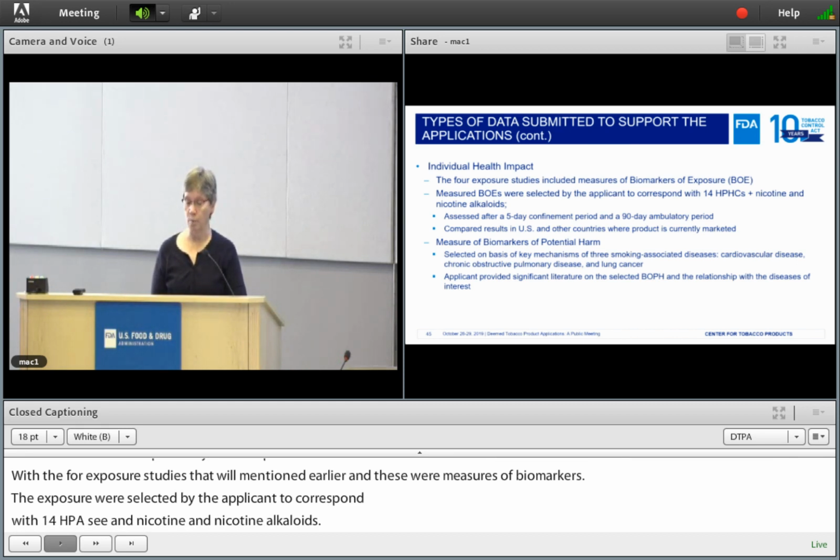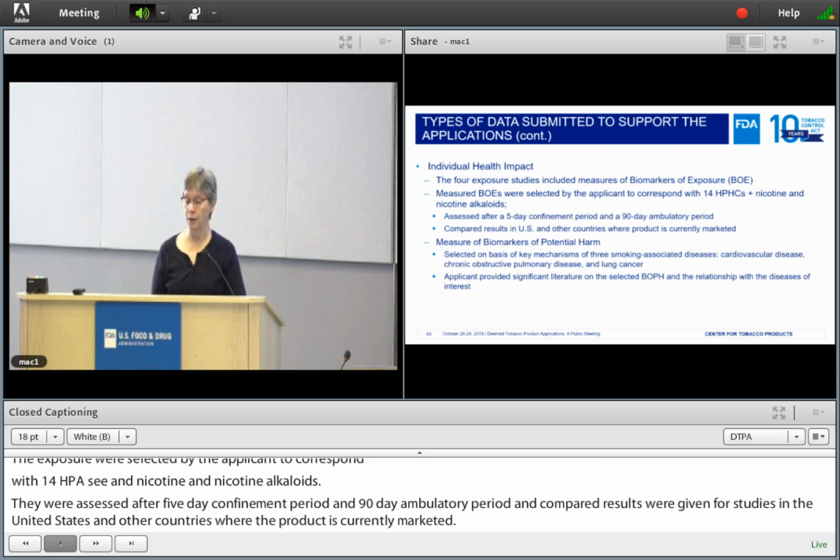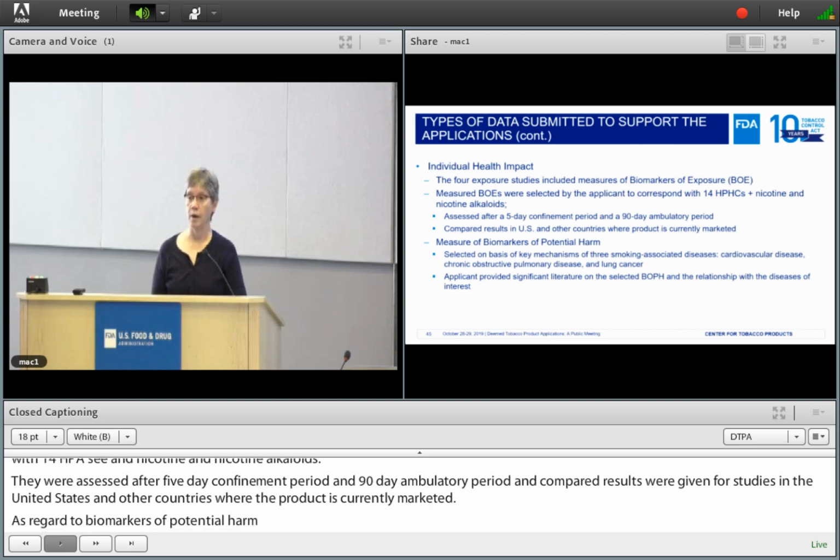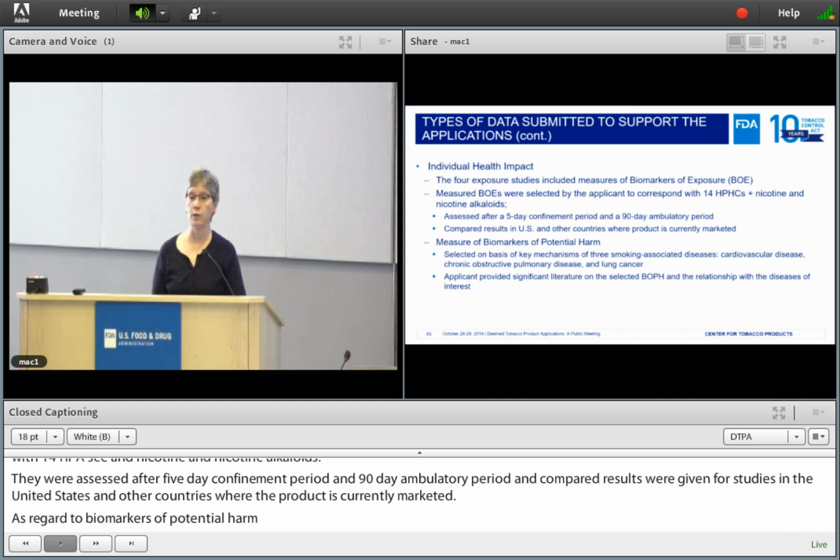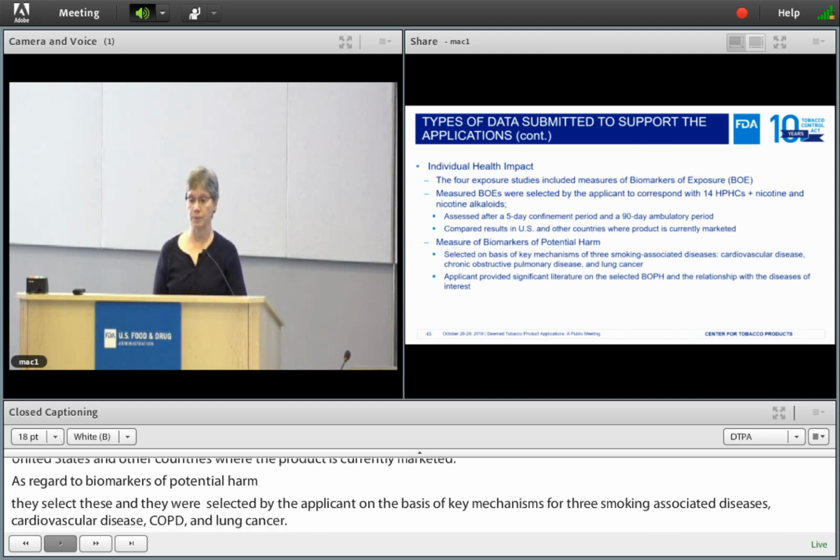As regards to biomarkers of potential harm, these were also selected by the applicant on the basis of key mechanisms for 3 smoking-associated diseases: cardiovascular disease, COPD, and lung cancer. The applicant selected these and provided the rationale, as well as significant literature on the selected BOPHs and the relationship with the diseases of interest.